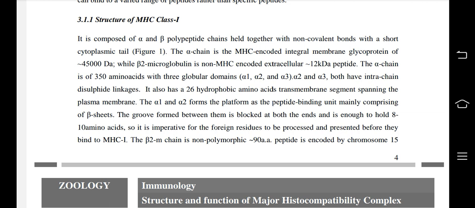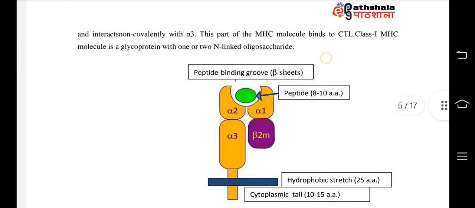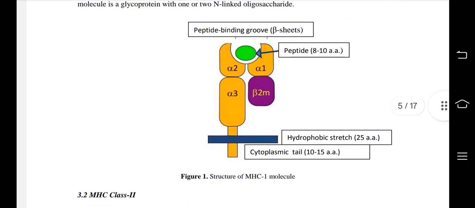The beta-2 chain is a non-polymorphic 90 amino acid peptide encoded by chromosome 15 and interacting non-covalently with alpha 3. This part of the MHC molecule binds to CTL. Class 1 MHC molecule is a glycoprotein with 1 or 2 N-linked oligosaccharides.